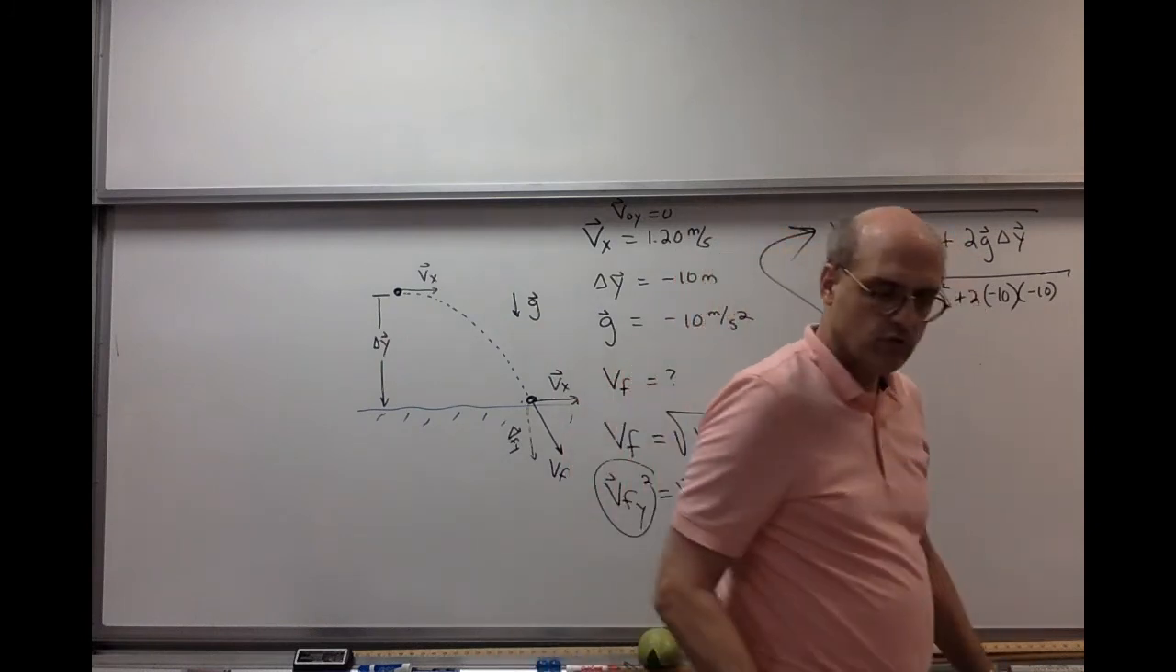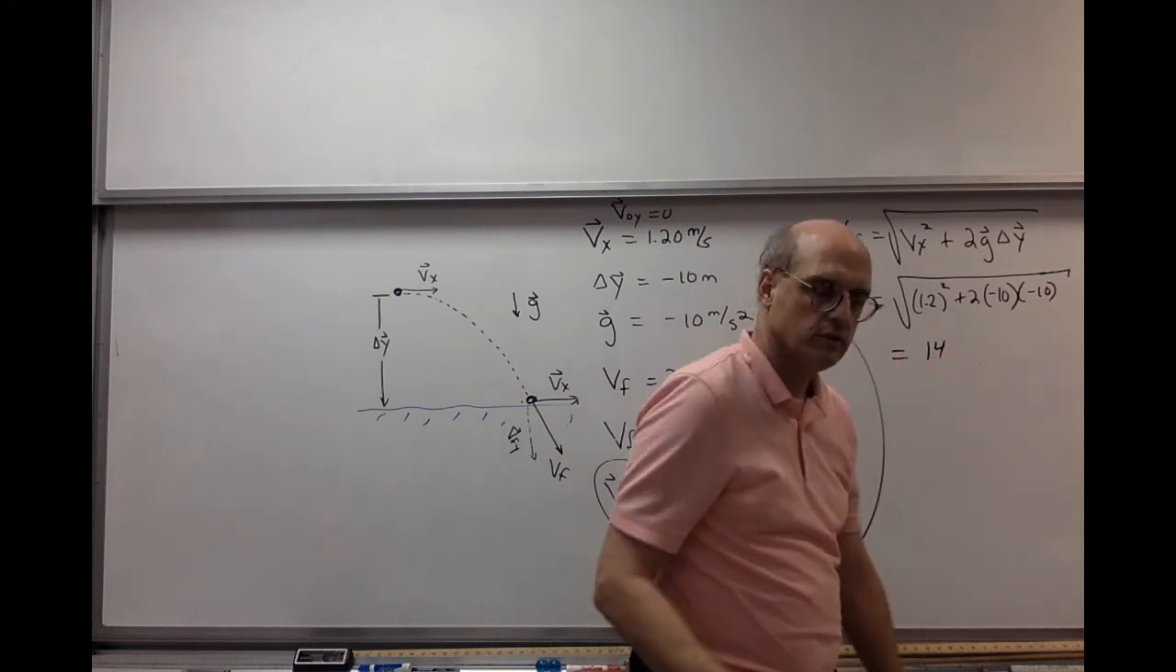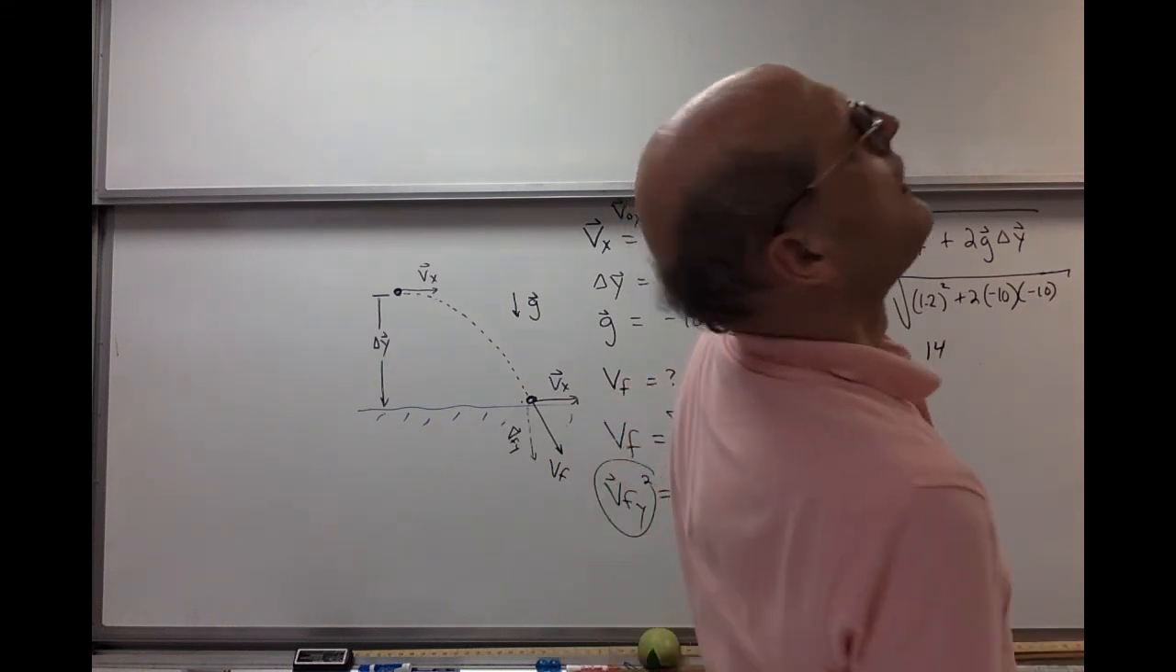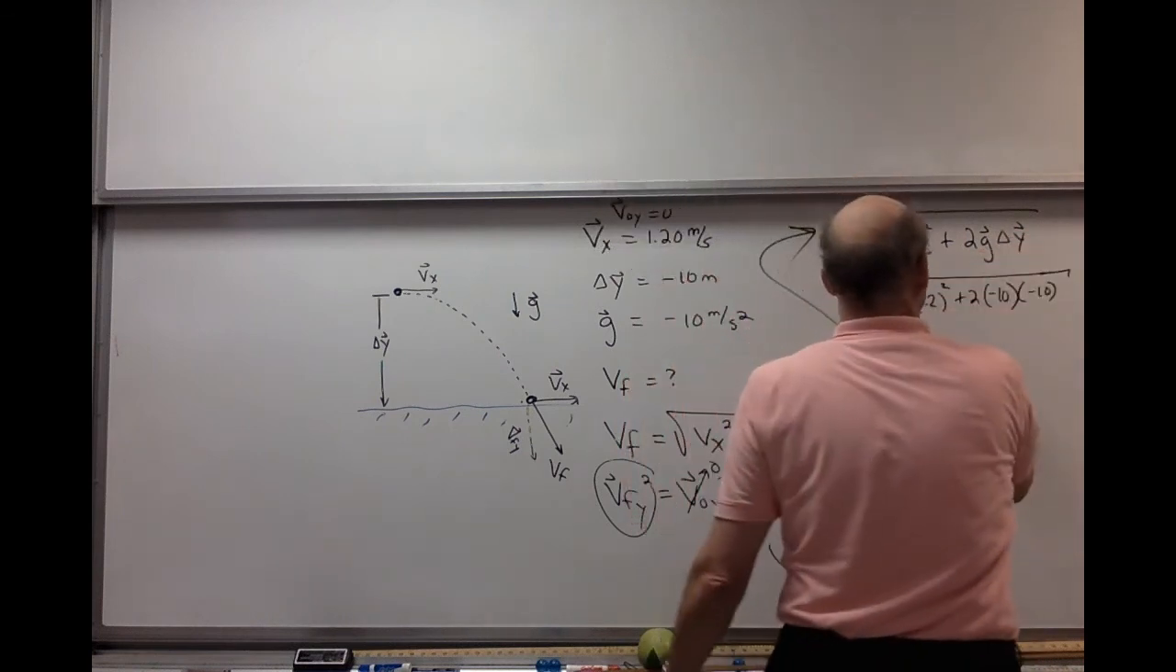So the diver strikes the pool, hopefully not the concrete, at 14.2 meters per second.